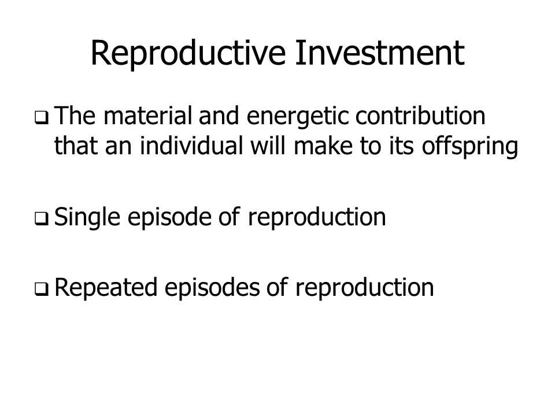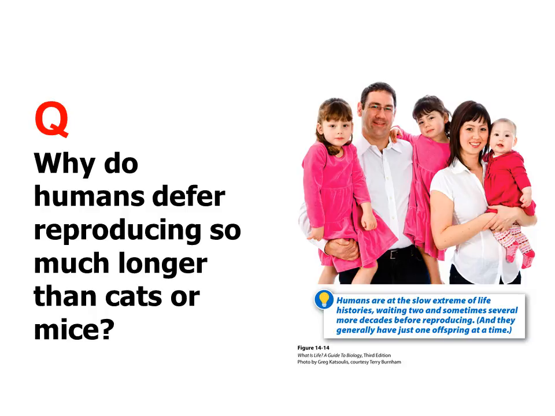So now there's three different types of life histories and how they differ. Life histories vary from the Big Bang reproduction strategy we saw in the marsupial, in which all the material and energetic contribution that an individual will make to its offspring, which is its reproductive investment, is all made in a single episode, a single reproductive event. And then there are strategies in which organisms have repeated episodes of reproduction, such as humans. Speaking of humans, why do humans defer reproducing so much longer than cats or mice?